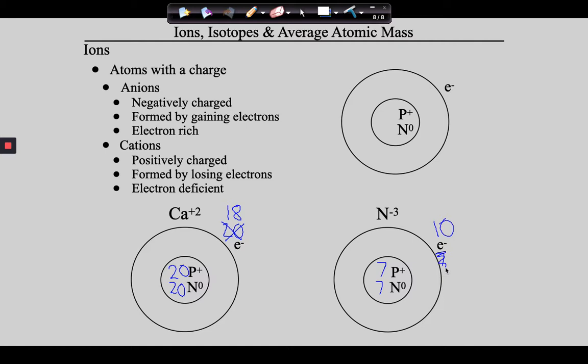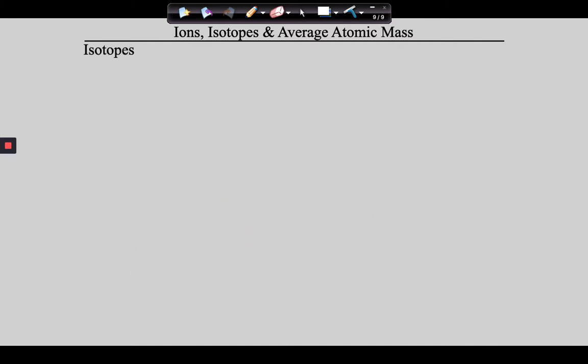Here we go. So guys, the next thing, the last thing we need to talk about then are isotopes. So guys, what I'd like to do is define this for you, and then chat with you about it for a minute and help you understand what this is about.